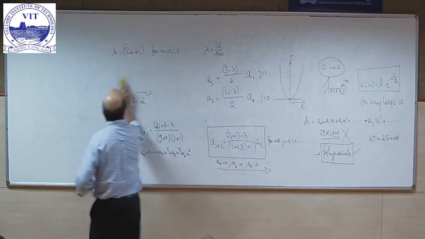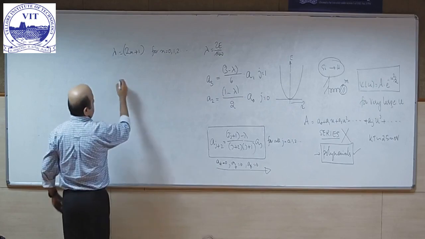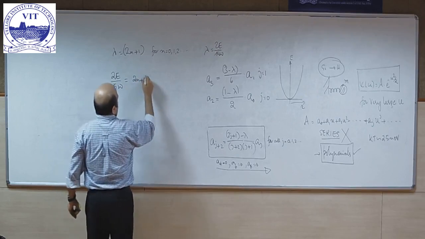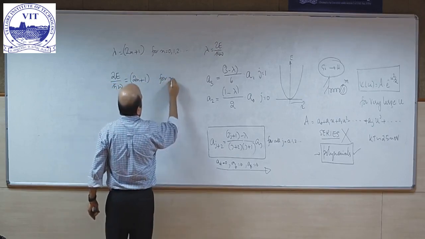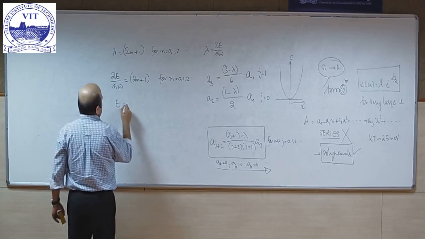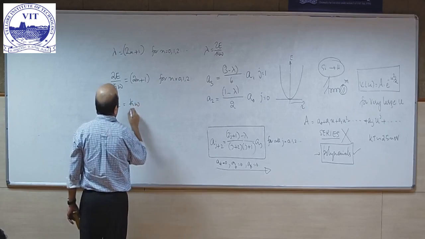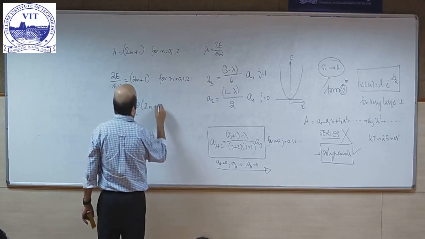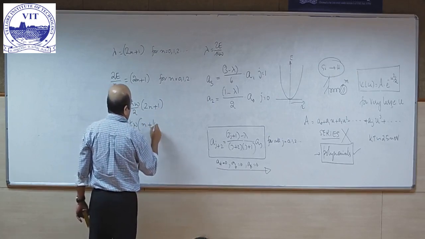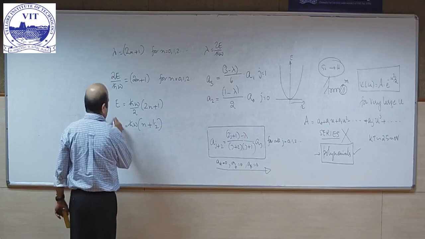So then I already know that it is 2E divided by h cross omega. So I'll calculate 2E divided by h cross omega is 2n plus 1 for n equal to 0, 1, 2, etc. Or E is h cross omega divided by 2 times 2n plus 1, or you can also write h cross omega times n plus half. Is it okay? Yes. So these are my energies.